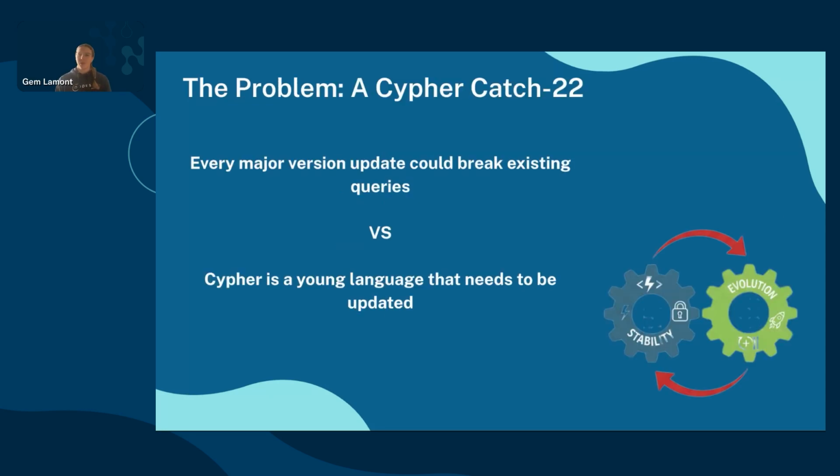So what was the problem? We had a bit of a Cypher catch-22. For every major version, we may be breaking existing queries, because we'd be introducing breaking changes when we update the Cypher version. And you might think, well, why don't you just not do any breaking changes? Well, unfortunately, Cypher is still quite a young language. And in order to evolve, there are some new features we want to add. We want to become more GQL compliant. And in order to do this, we have to introduce breaking changes.